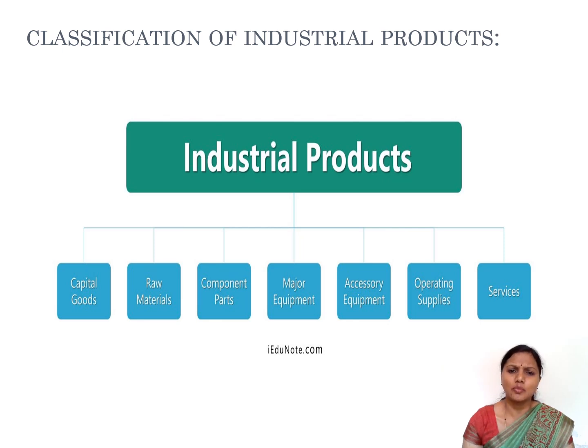Classification of the industrial products. Industrial products are classified into 7 types: capital goods, raw materials, component parts, major equipments, accessory equipment, operating supplies and industrial services.